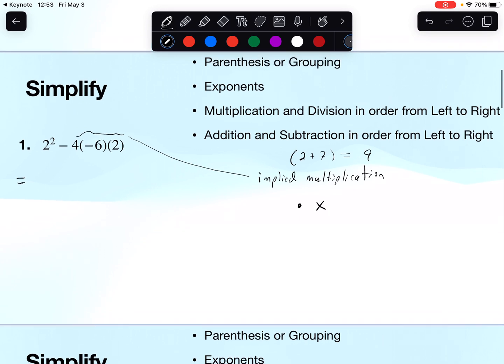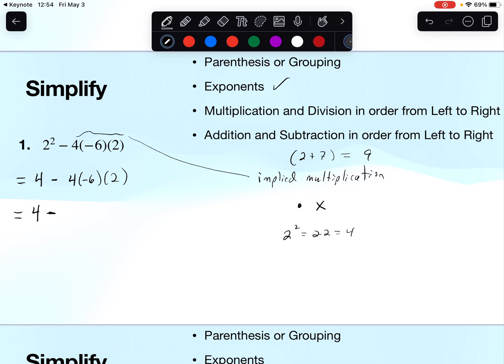So the first thing we want to do is the exponents. Okay, so there's not really any grouping to do here. So 2 squared is going to be 2 times 2, which is going to be 4. So we're going to have 4 minus 4 times negative 6 times 2. Okay. So we've done the exponents, and now we're going to be looking to do multiplication and division in order from left to right.